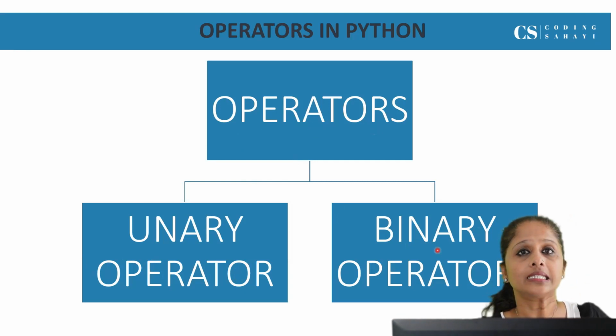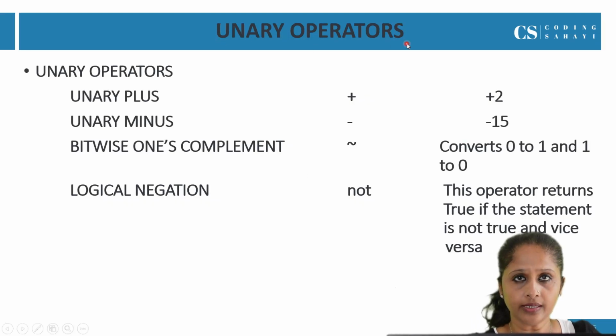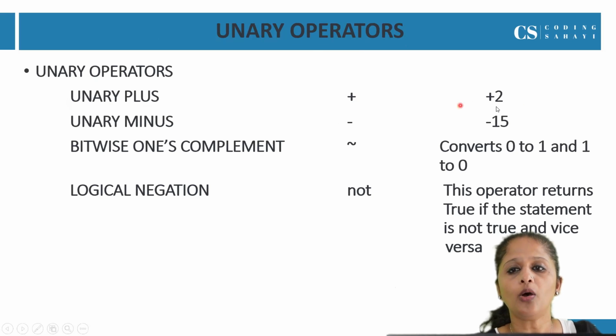So let's study the operators in detail. Different types of operators and how to use them is very important, but it is easy. So let's see what operators are available in Python. First, unary operators. The first unary operator is unary plus, that is our plus symbol, that is positive. You can see here positive 2, plus 2, is an example for unary plus. Positive numbers you can represent using the plus symbol.